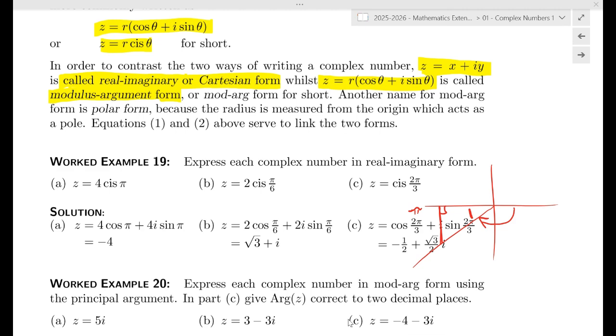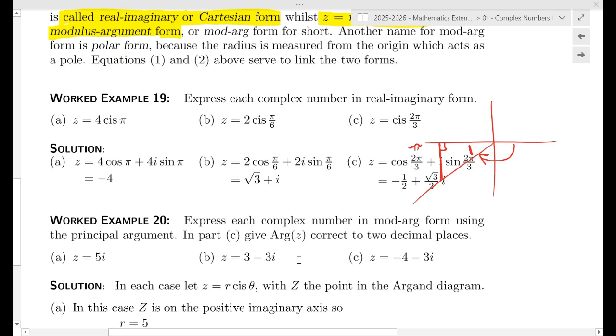All right, so we're done with those worked examples. Happy with that.